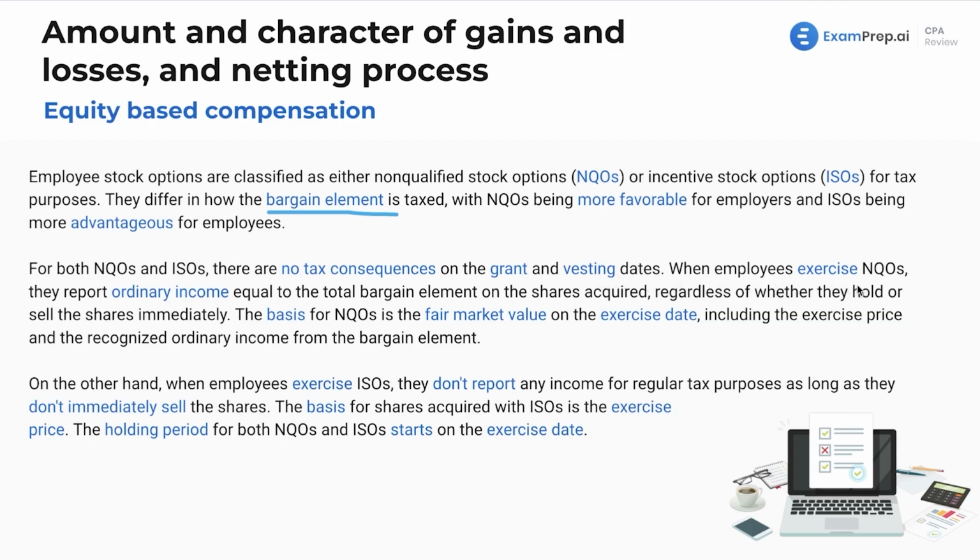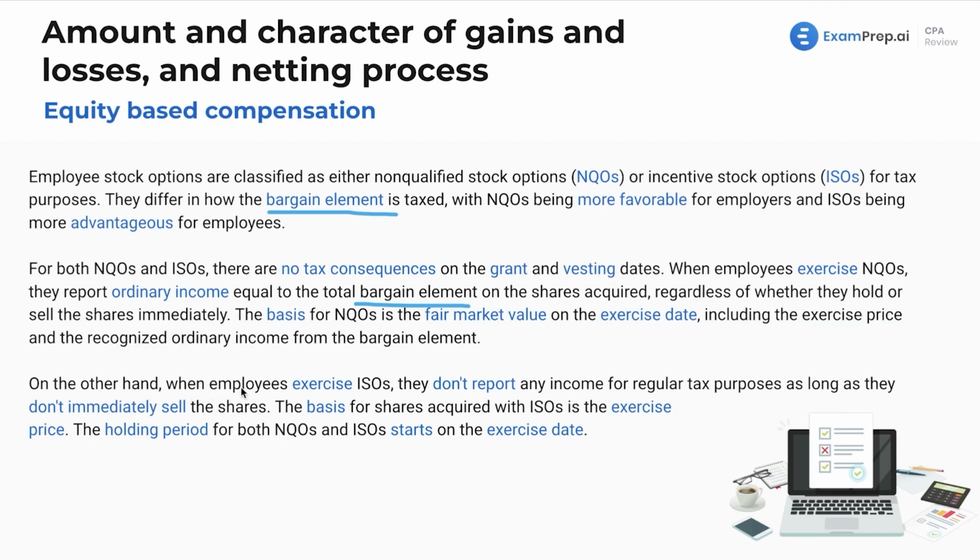When employees exercise these NQOs, they report ordinary income equal to the total bargain element, which again is the difference between the fair market value and the total amount you paid for the shares, regardless of whether they hold or sell the shares immediately. So that's interesting because you're paying tax on that. But what happens if you exercise it and the shares dip? Well, that sucks. That's not fun. The basis for NQOs is the fair market value on the exercise date, including the exercise price and the recognized ordinary income from the bargain element.